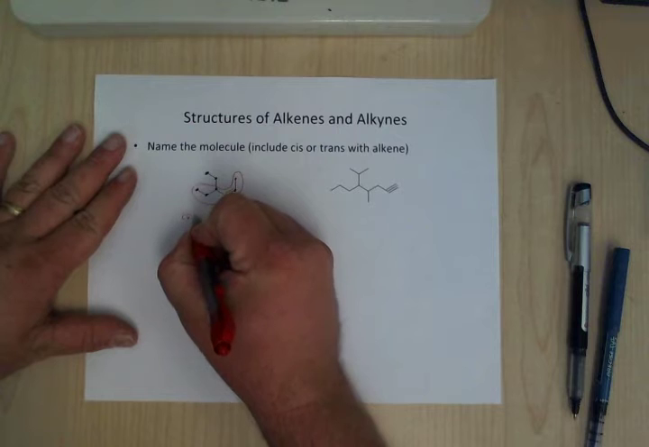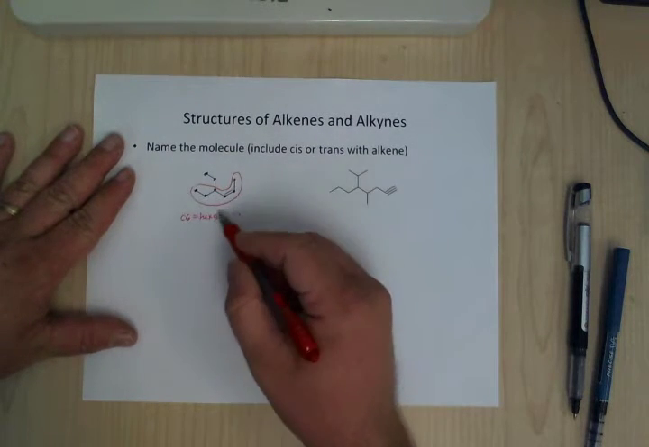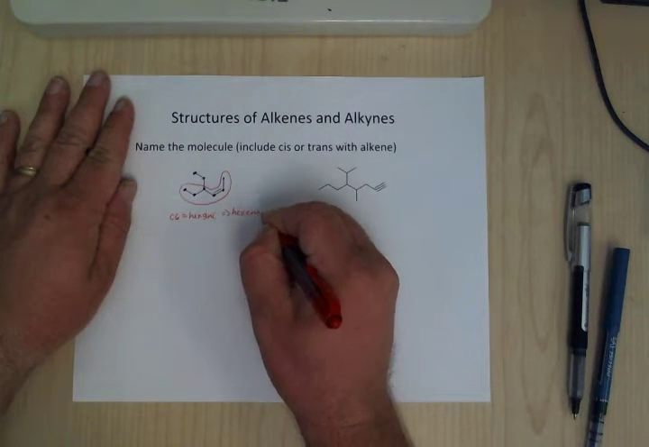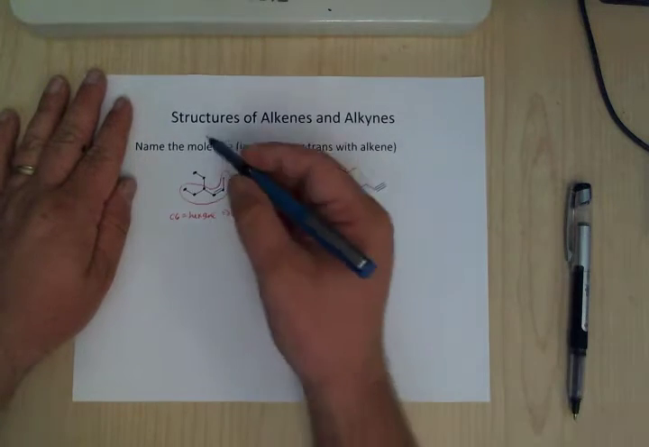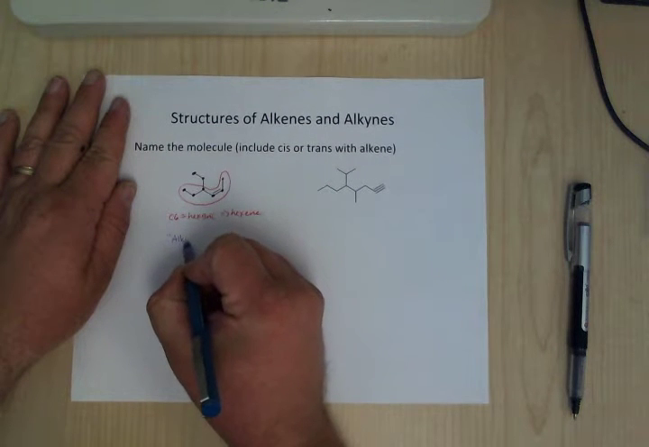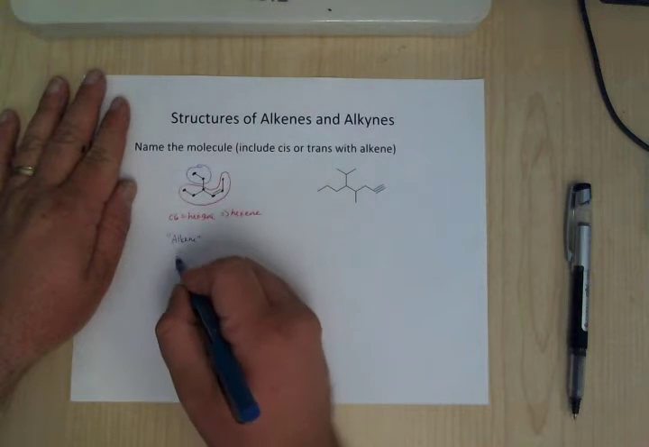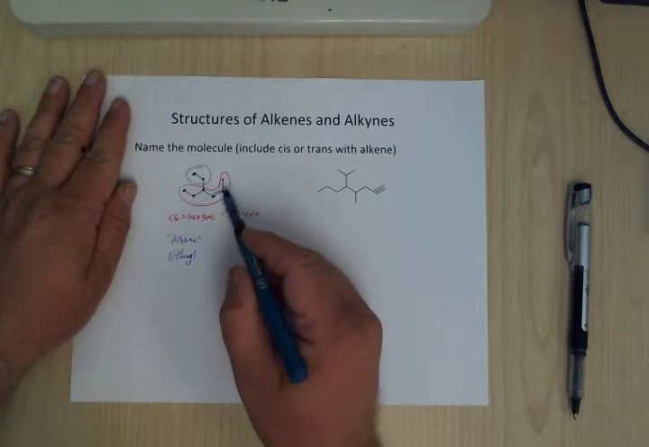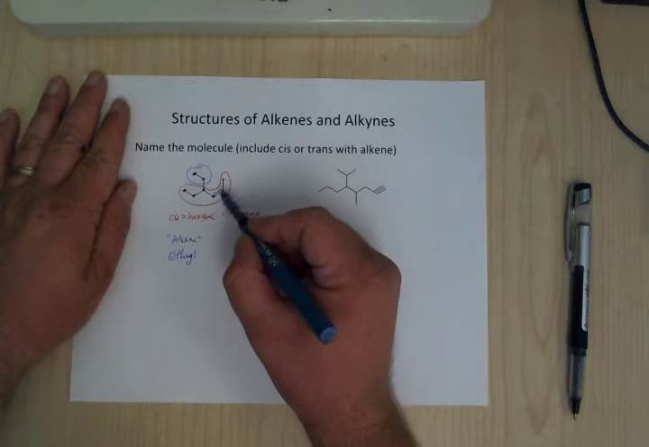So C6, which would normally be hexane. But for the alkenes, we take off the A and E and add E and E. So it's going to be a hexene. Now, for the side chains, we're going to have to figure out where that double bond starts. So I always write alkene here for the numbering. But then there's also this ethyl group here, so ethyl. Then the number 1 is going to start on the end closest to that double bond.